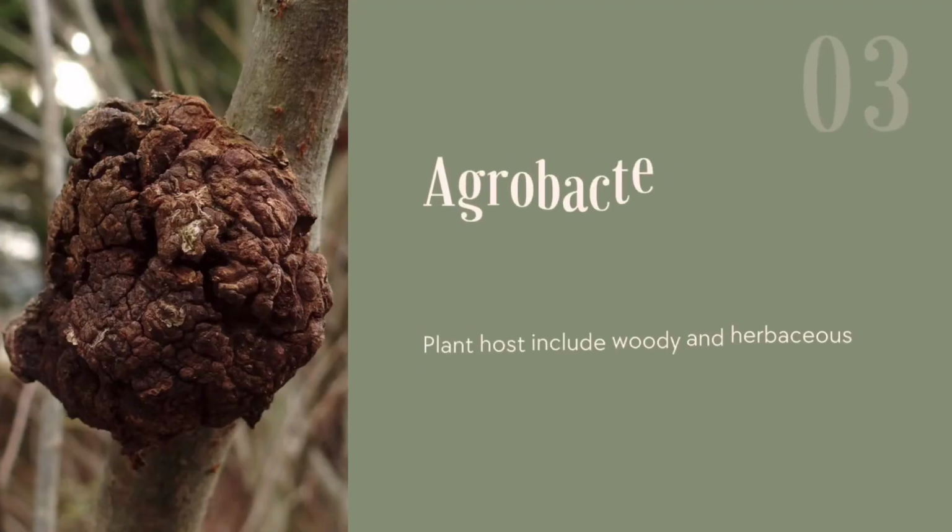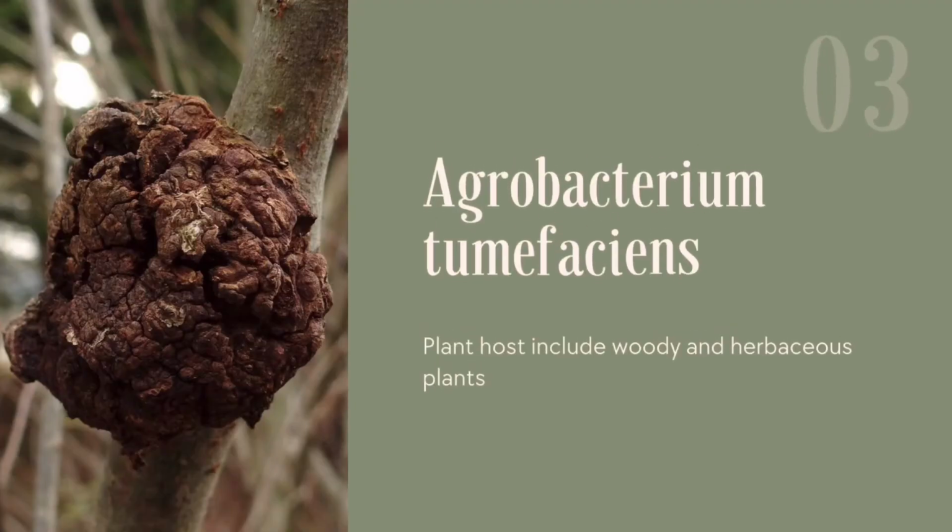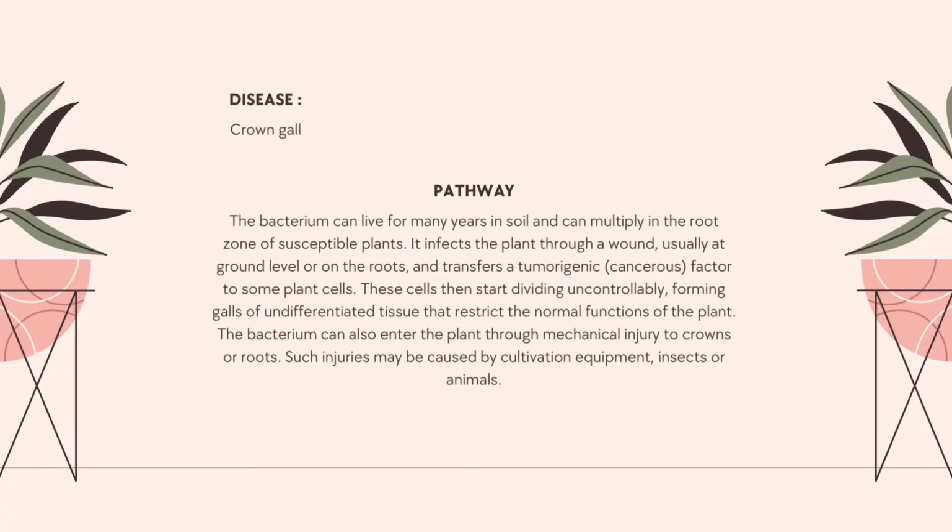You may be wondering what you're looking at in this figure. It's the effect of Agrobacterium tumefaciens. It's a bacteria that majorly infects woody and herbaceous plants. Agrobacterium tumefaciens causes the crown gall disease.